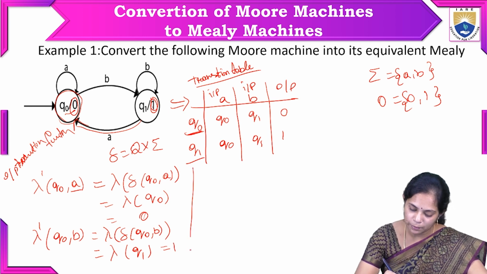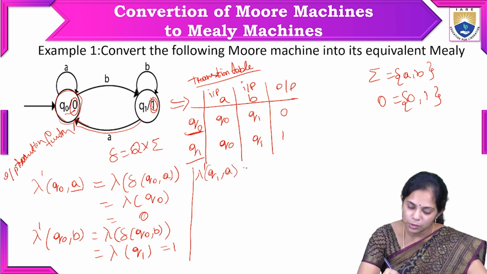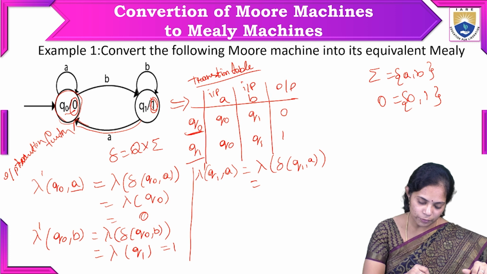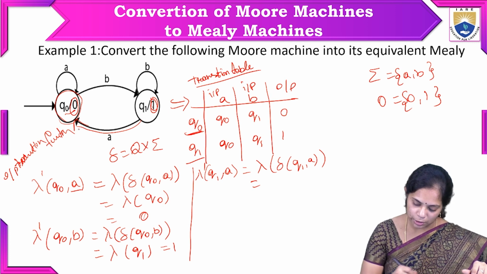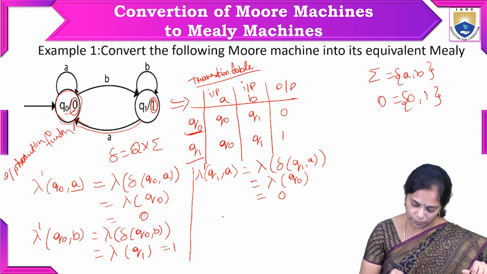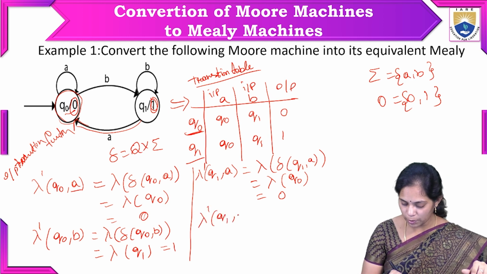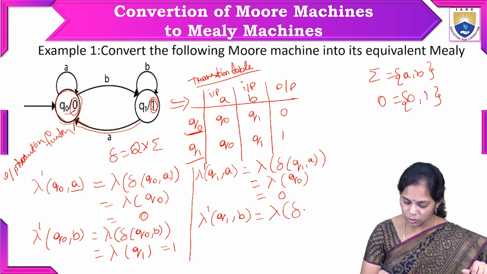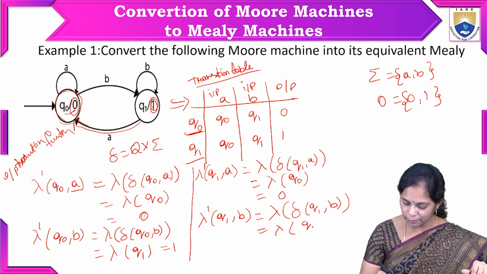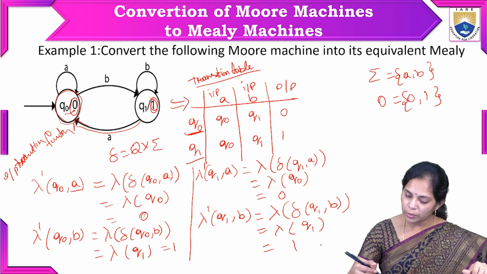Next, lambda dash of Q1 comma A. From state Q1, if you give A as an input, it goes to Q0, and lambda of Q0 is 0. And lambda dash of Q1 comma B: if you give B as an input, it goes to itself, Q1, and lambda of Q1 is 1.